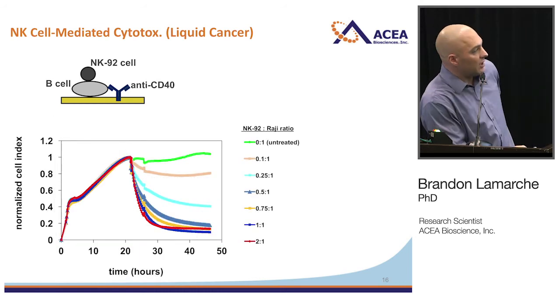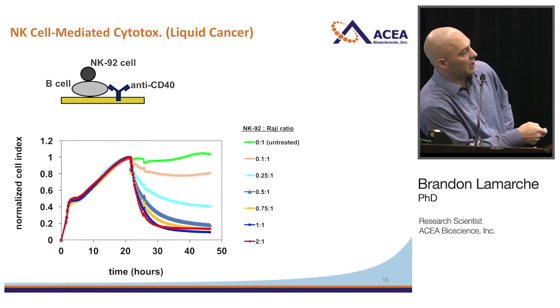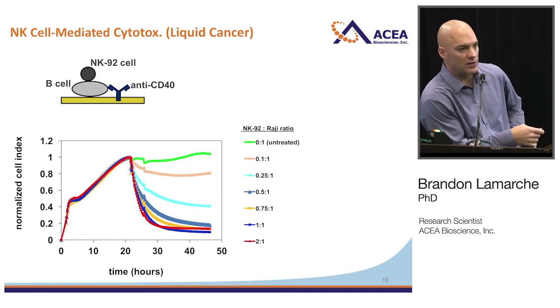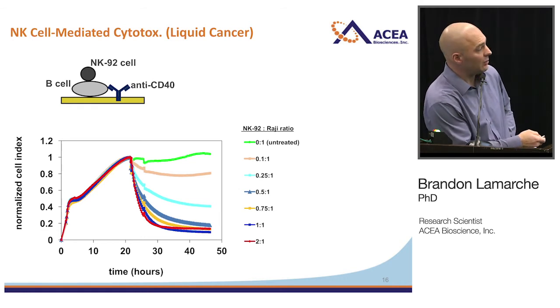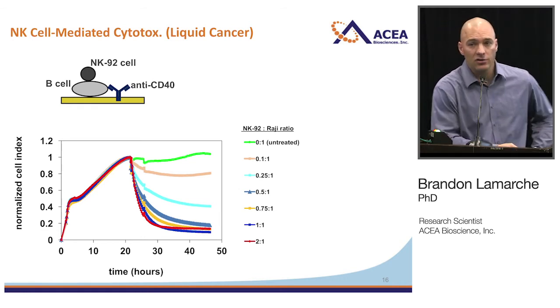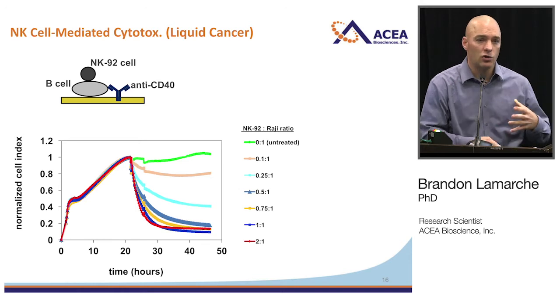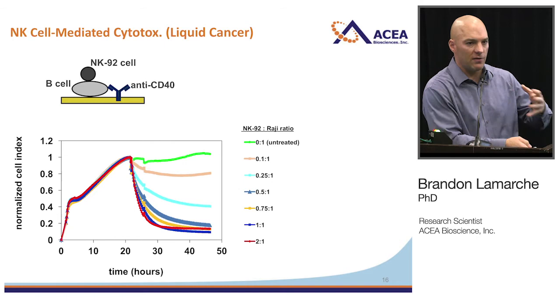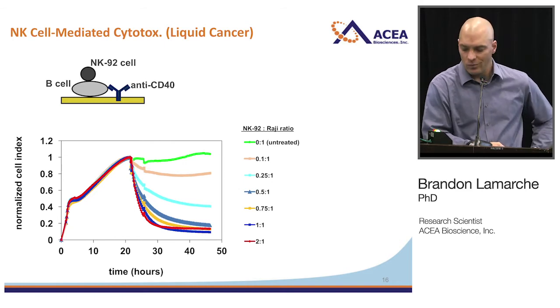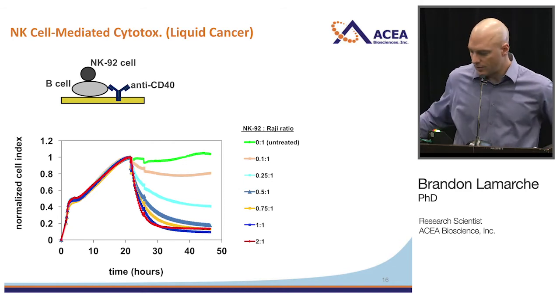What I'm showing here is the actual data. In green, you have the untreated sample. And then again, as you add in more effector cells, you see this nice dose-dependent response. So exactly what we'd expect to see. This allows you to evaluate a huge number of things. And I'll go into some more details over the next few slides about the different types of variations in this assay that are possible.